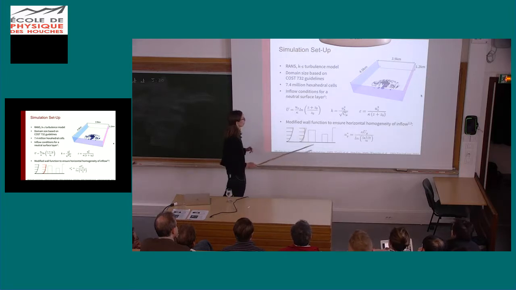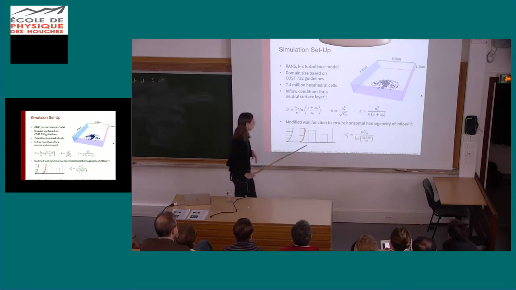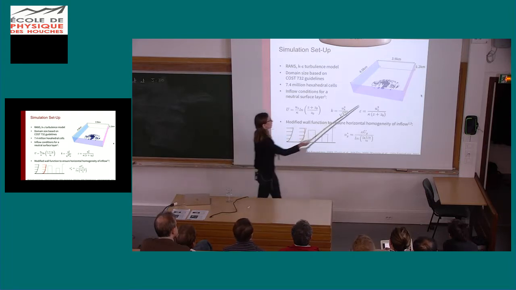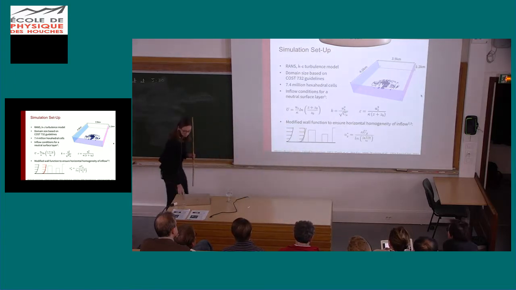you're not going to get an accurate result, right? So if you take any general purpose CFD code, you actually need to modify the wall function to represent that correctly and make sure that you don't initially get this development of the profile already, so that by the time you hit the first building, you still have what you intended to have.